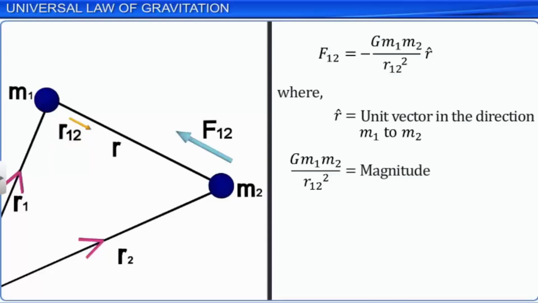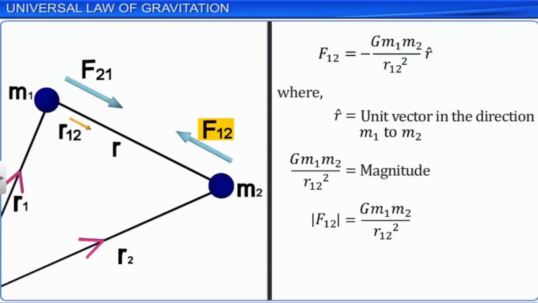If F21 represents the gravitational force on point mass m1 due to point mass m2, then F12 represents the gravitational force on m2 due to m1. According to Newton's third law of motion, both the forces F12 and F21 are equal in magnitude and opposite in direction.